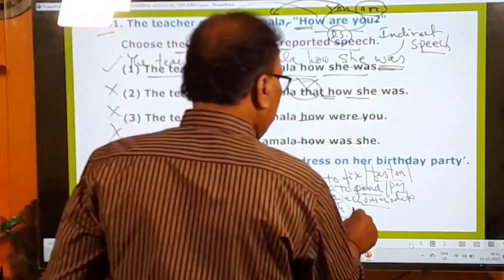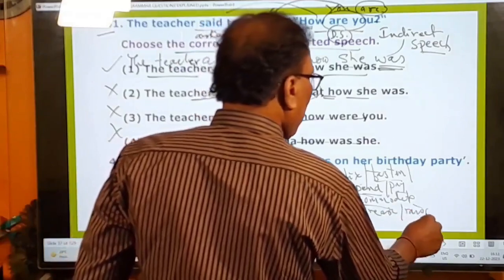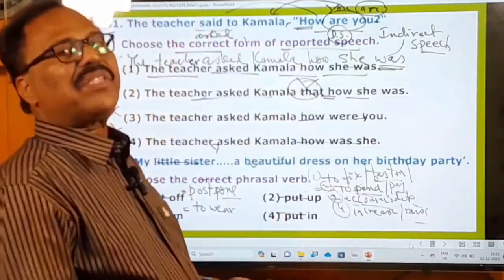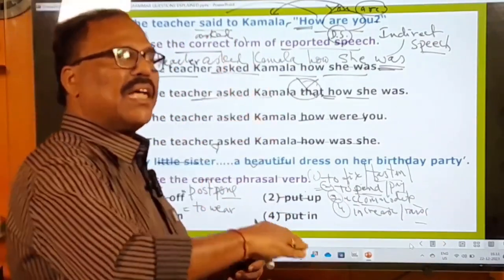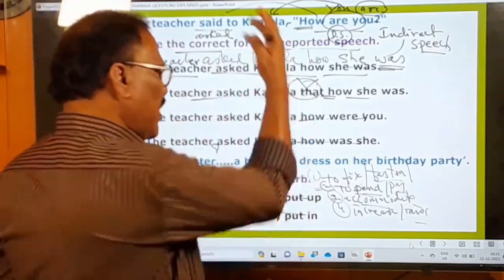Put up also has another meaning: increase or raise. See, the RBI has put up home loan interest rates. The bank has put up home loan interest rates. So put up means increase or raise.